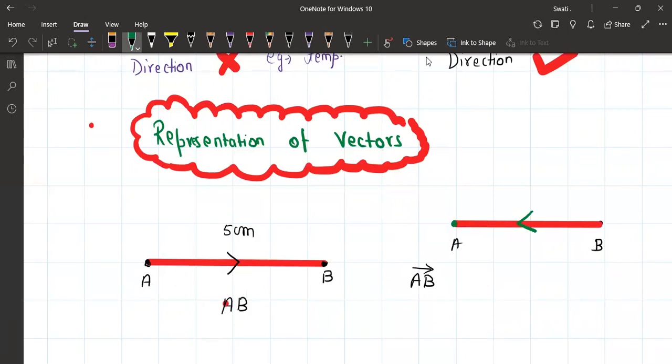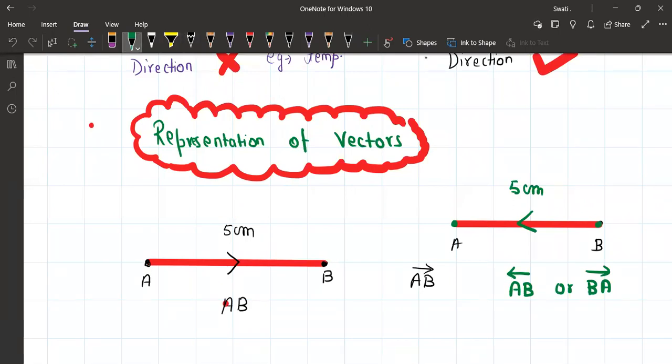So we have this point A, we have this point B. Of course, this also has some length, suppose 5 centimeter. So this has a length, magnitude, as well as direction. Now this time it is pointing towards A. So this is a vector AB again, but with the direction towards A. If you want, you can also represent it by writing BA, but remember the arrow should be towards A. So this is how we represent the vector.